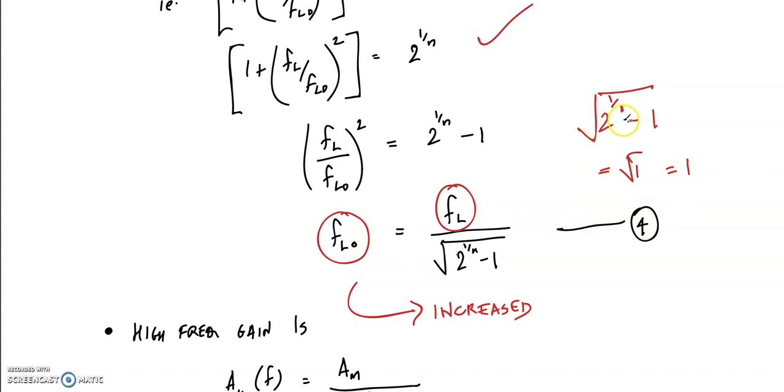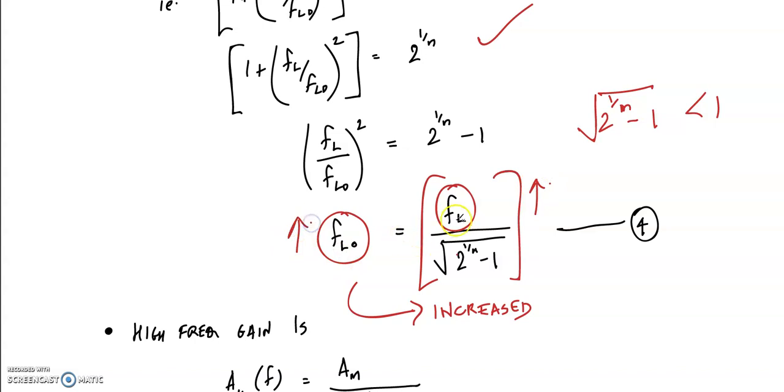Any other value that you substitute here for n, you realize that it is not equal to 1. It becomes less than 1. FL divided by a value that is less than 1, obviously this whole value is increased. That is, FL naught is larger than FL. What is the effect of cascading on lower cutoff frequency? It becomes increased. And by how much does it get increased? By the root of 2 raised to 1 by n minus 1.